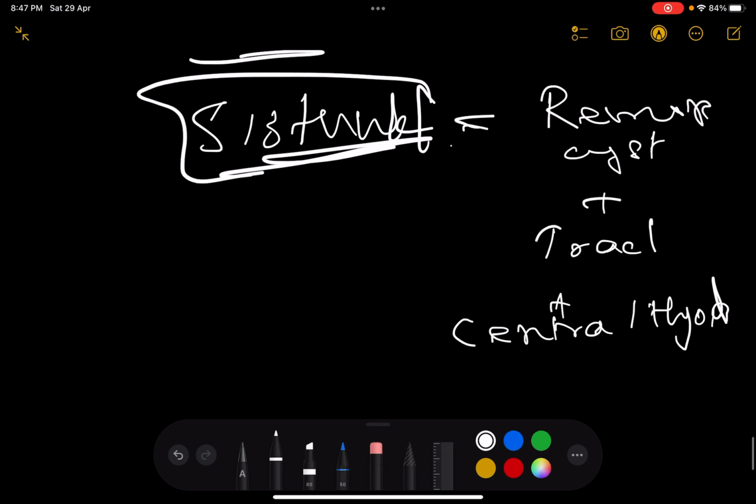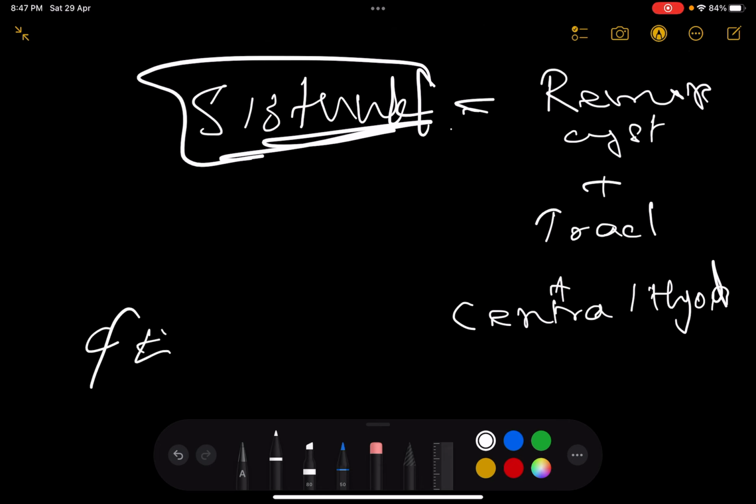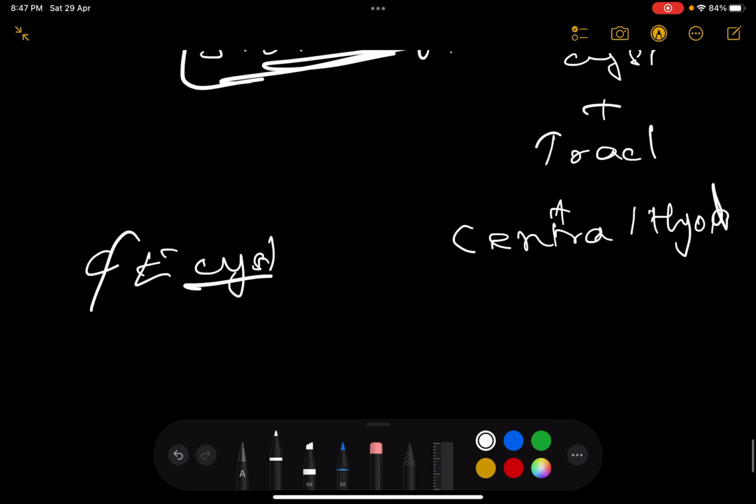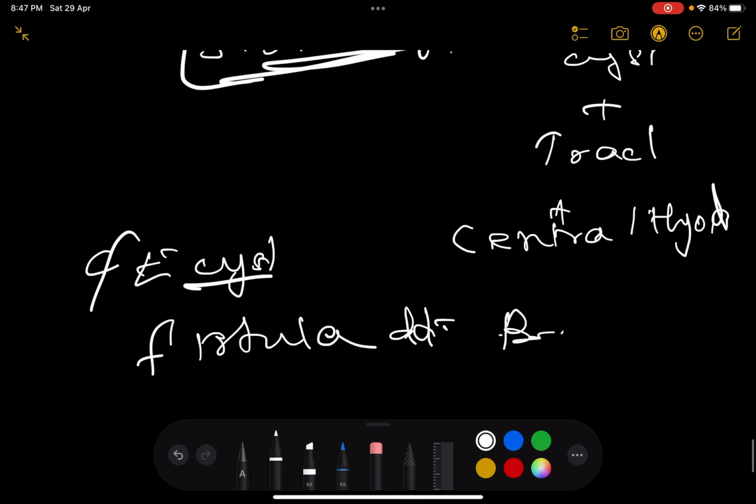So very important. A complication of the cyst is that it can form a fistula, and a very important differential diagnosis that you should keep in mind is a branchial fistula. That's because of the incomplete fusion of the arch 2 and arch 3, the branchial eminences.